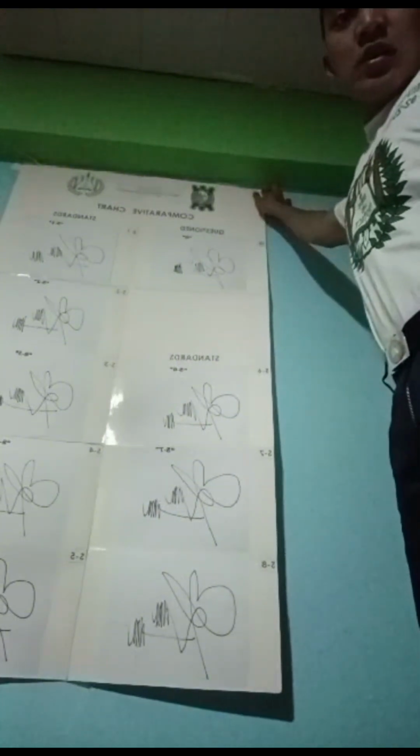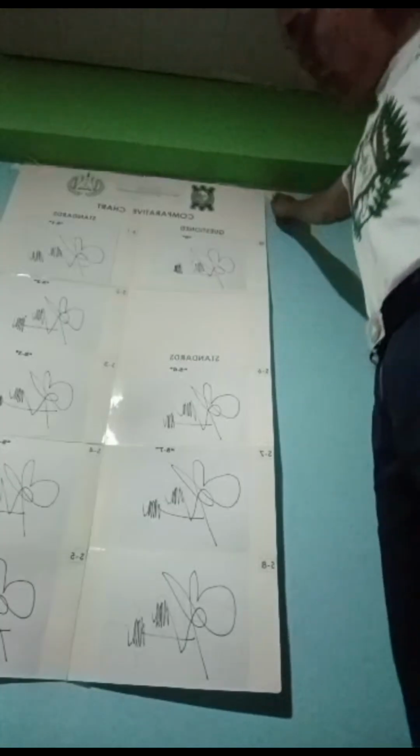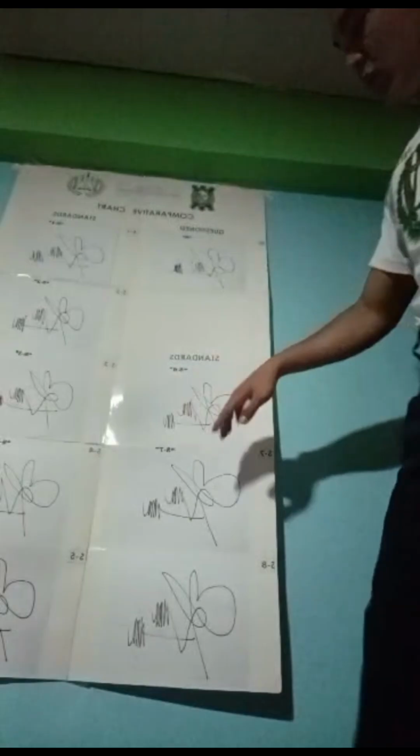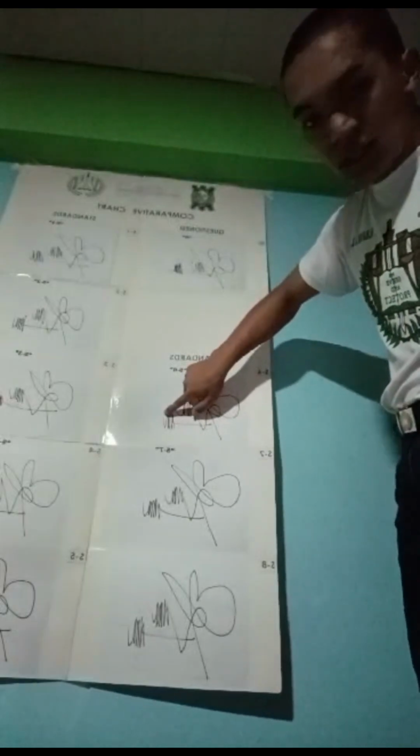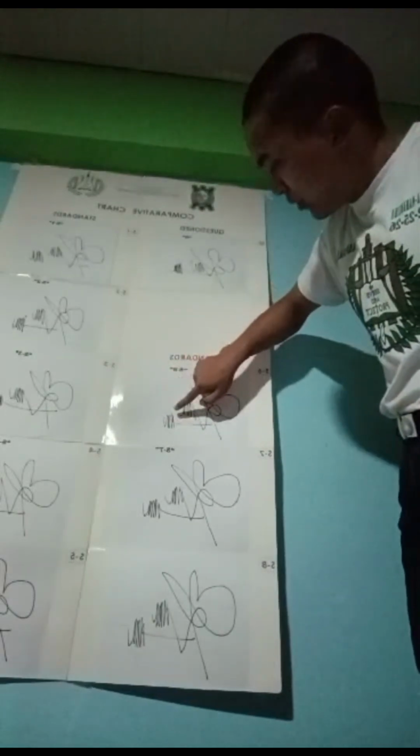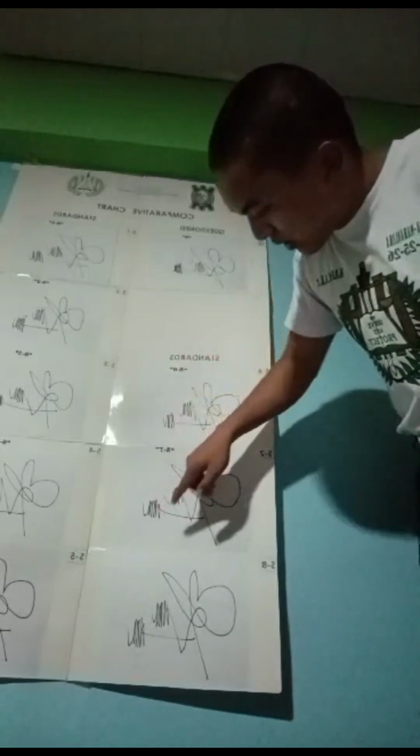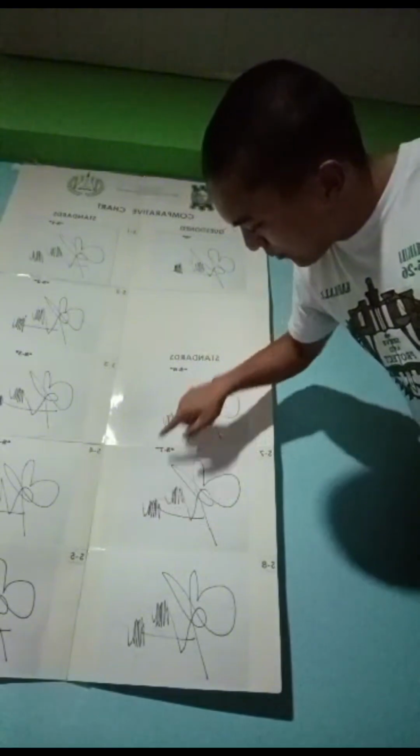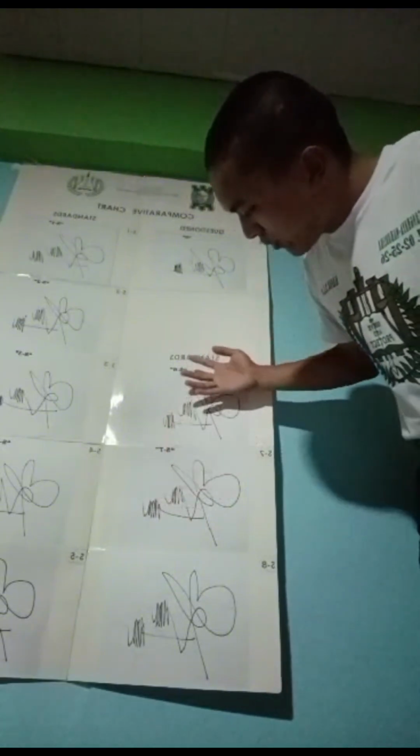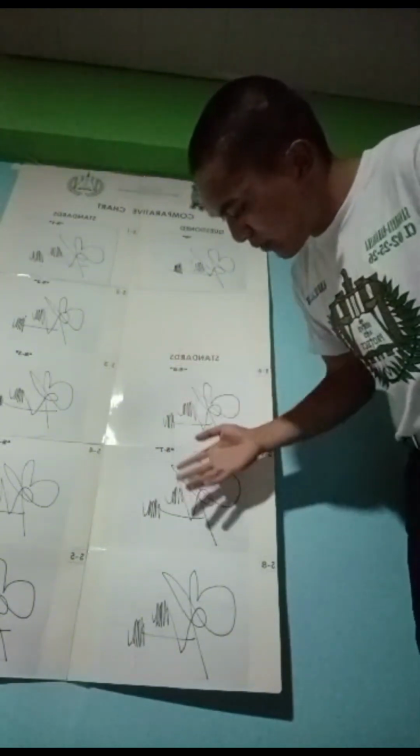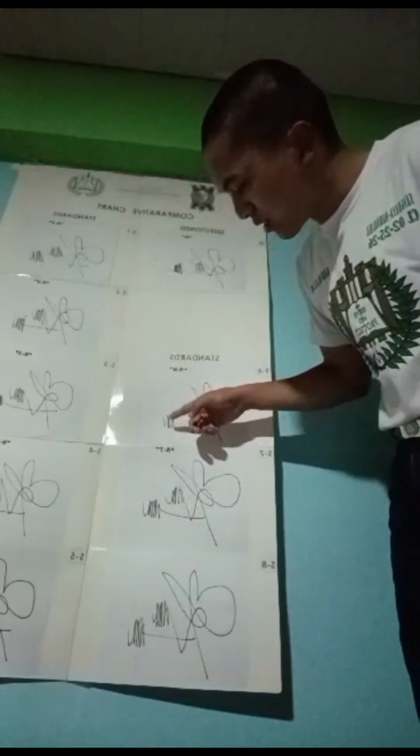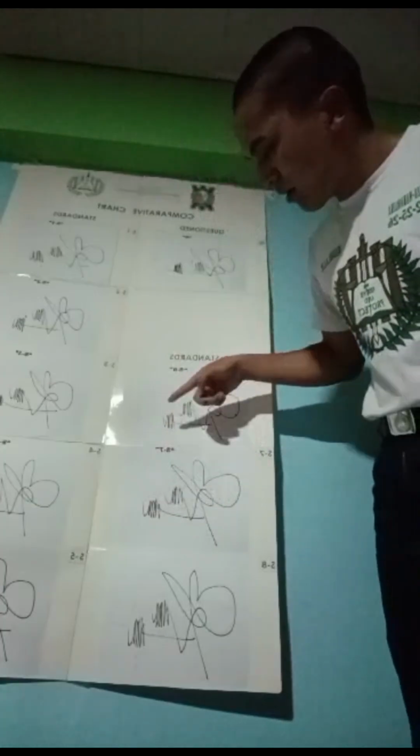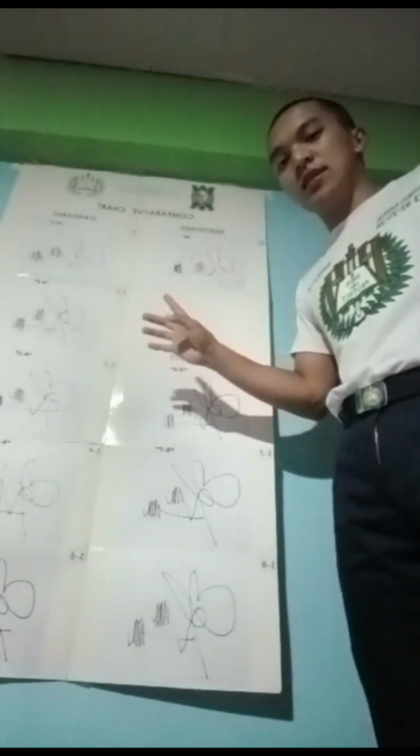And sa terminal stroke, in standard 6, the terminal stroke is a diminishing stroke. As you can see in the signature, it is a diminishing stroke. It is also the same in standard 7, diminishing stroke siya. Both standard 6 and 7 has a diminishing stroke. As you can see in the signature, panipis yung last na sulat niya.